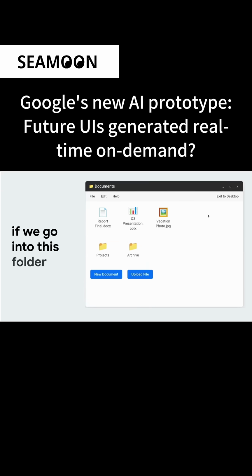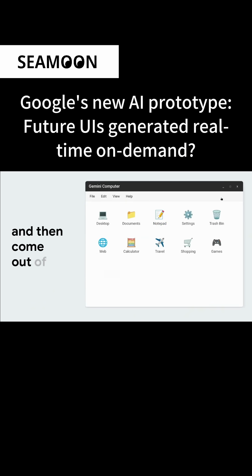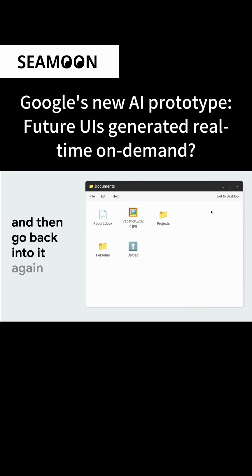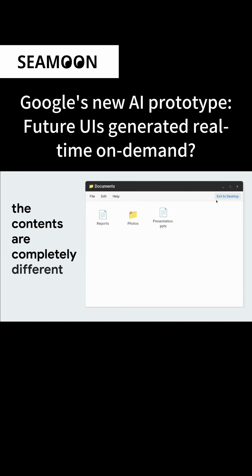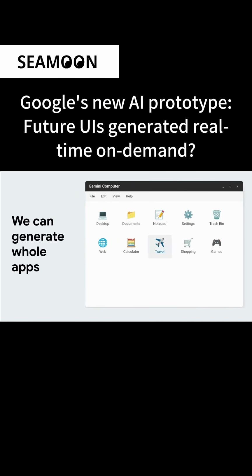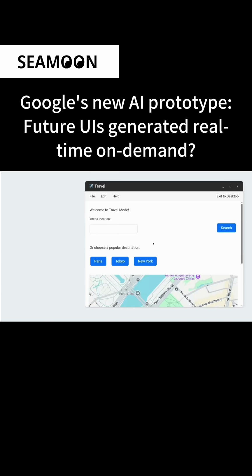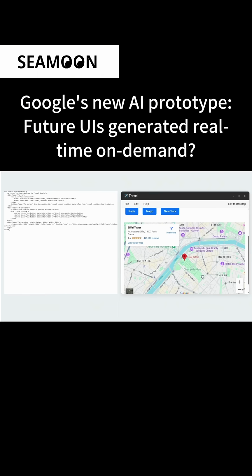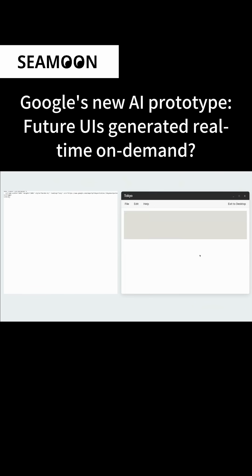So if we go into this folder and then come out of it and then go back into it again, the contents are completely different each time. It's not just folder structures that we can generate. We can generate whole apps. So if we click this icon, Gemini will generate an app based on that context alone.